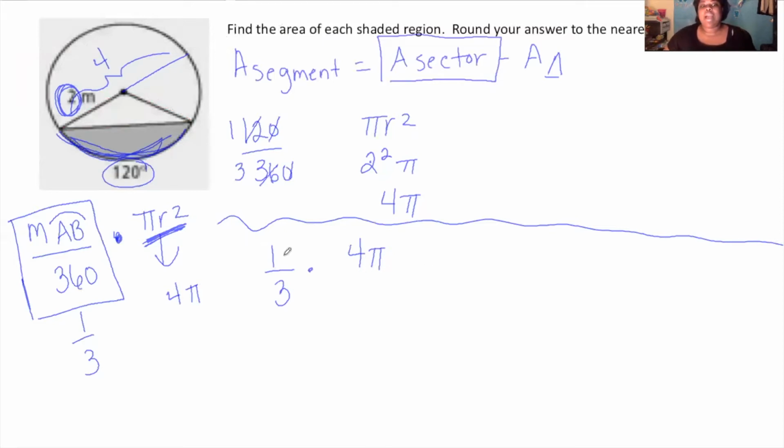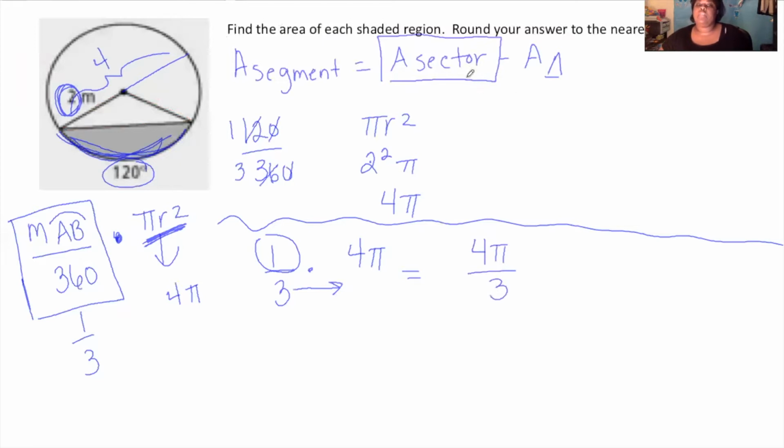All right, so I just call it the sliding method because the 1 is on top. It only works if the 1 is on top. I'm literally just going to slide everything over because anything times 1 is itself. So I'm just going to ease that 3 over. I'm literally multiplying 4 pi by 1/3. Okay, so my new answer would be 4 pi over 3.